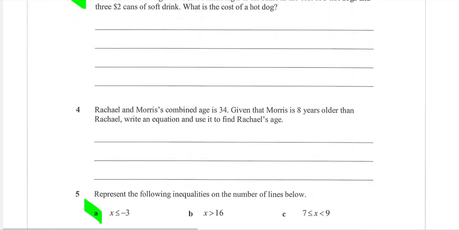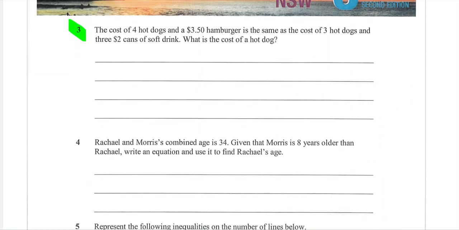More wordy questions. There's quite a few wordy questions in this revision. The cost of 4 hot dogs and a $3.50 hamburger is the same as, when it says the same as, it's going to be an equal sign. Okay, so that first part is going to be the left-hand side of my equation.